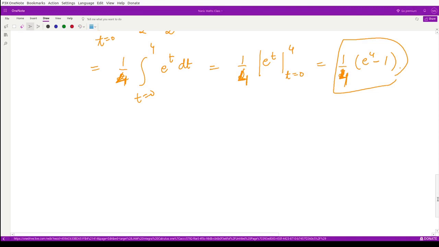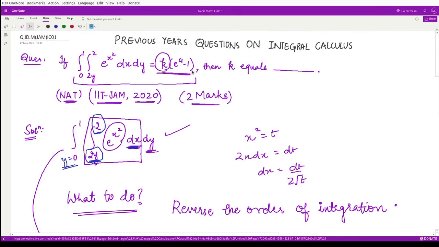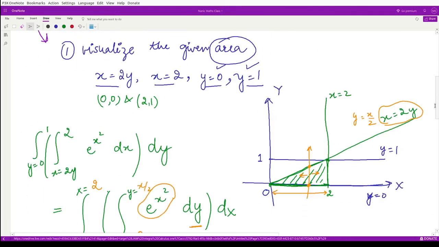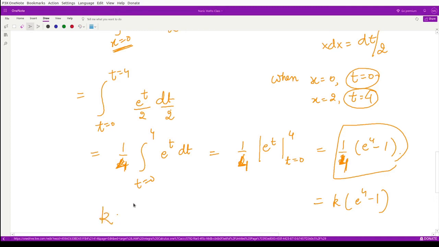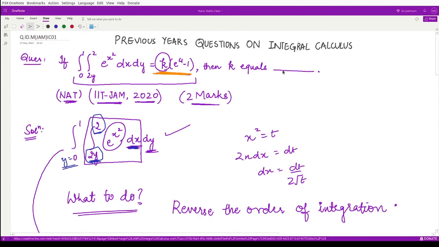And moreover, if you look at your question again, in the question they have given you the answer as equal to k times e to the power 4 minus 1. So by looking at this value, we conclude that the value of k is 1 by 4, or in other words, because we are to write a numerical answer here, its value is 0.25. So here your answer is 0.25. I hope you understood this question.